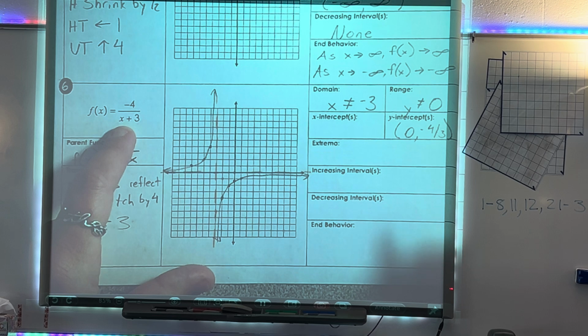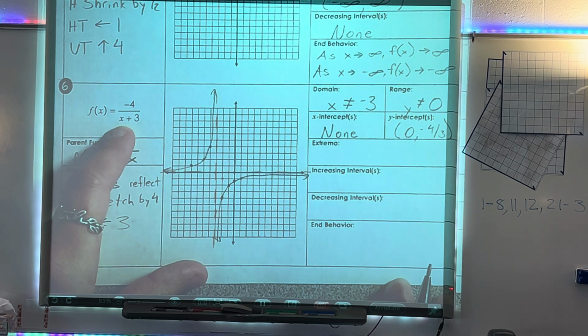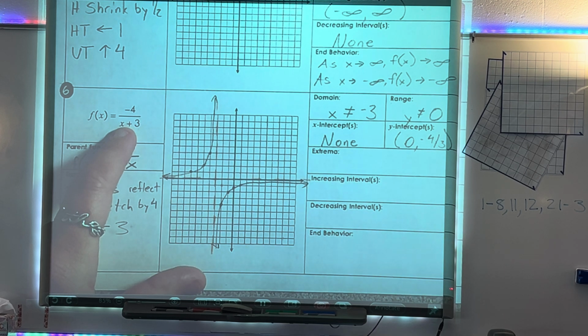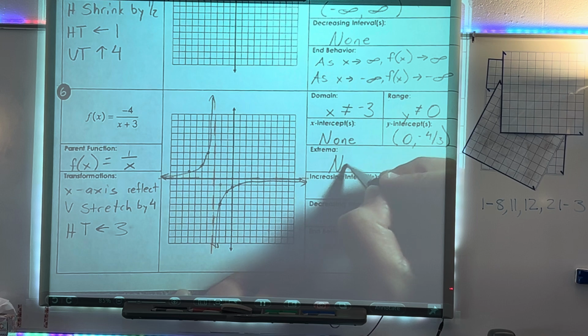The x-intercept, there won't be any. It'll be -3, so that's why it's out of the domain, because that would cause you to have 0 in the denominator. So it's undefined there, that's where the asymptote is. Okay, extrema, there are none.